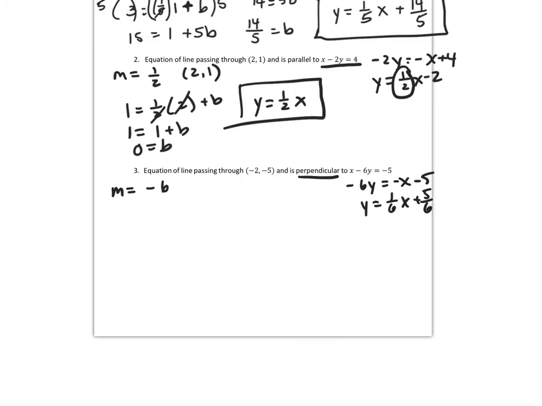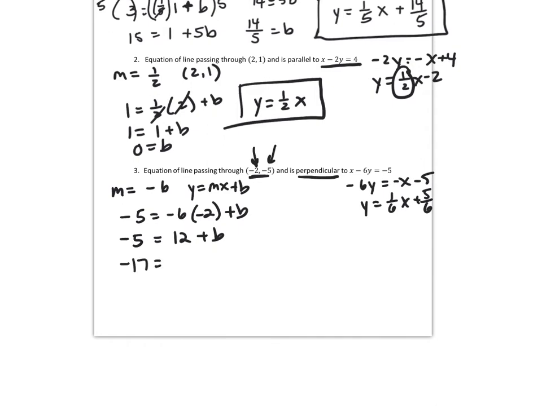So my slope is -6, and it goes to that point, y = mx + b. I'm plugging in, remember we're using y = mx + b. -5 is your y coordinate. My slope is -6 times x, which is -2, plus b. That's -5 = +12 + b. Subtract 12 from both sides. -17 = b. Write your equation. y = mx + b. What is m? m is -6. y = -6x - 17. There's your equation of the line.